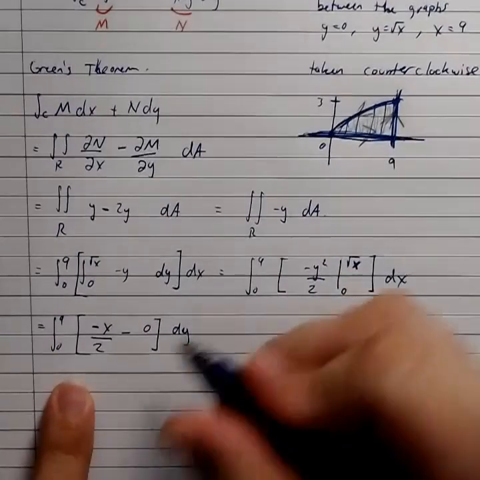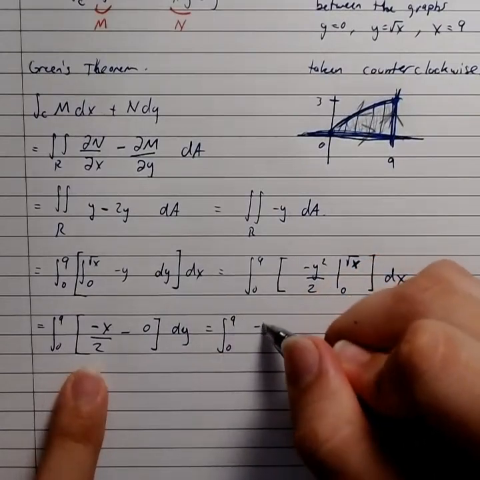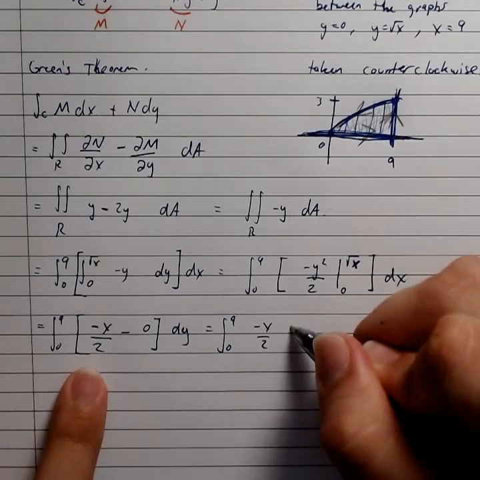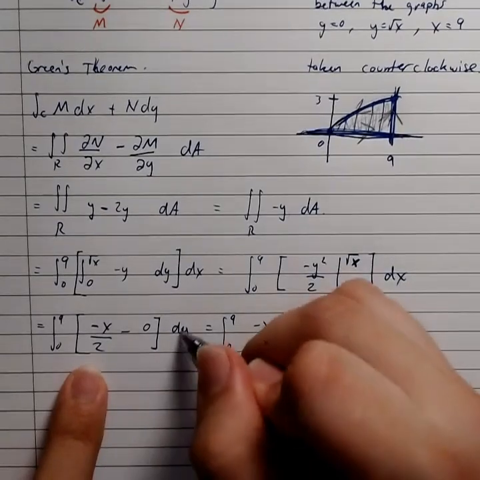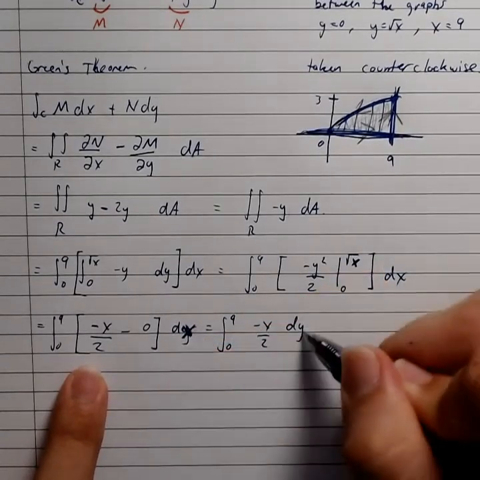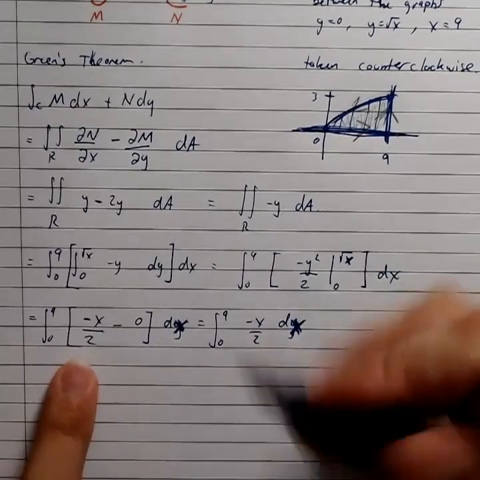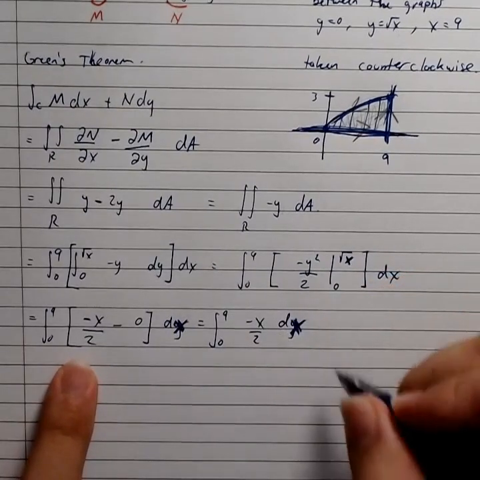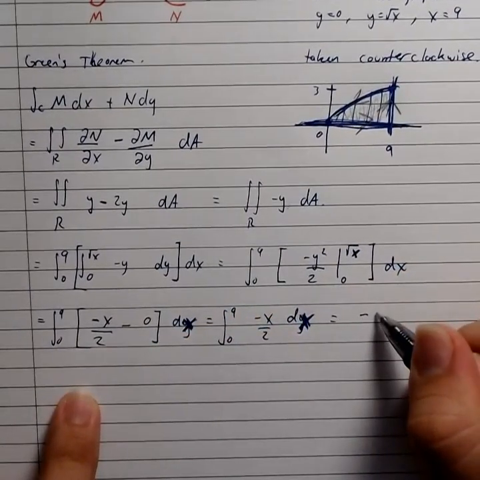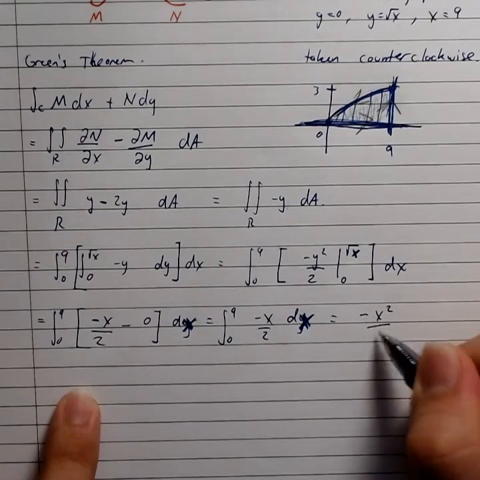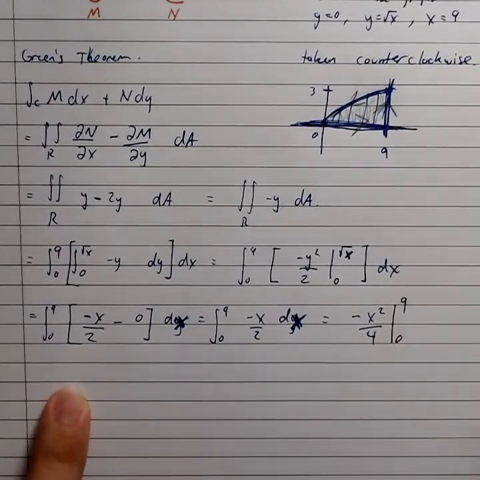Okay, so here that's just going to give me the integral from 0 to 9 of negative x over 2 dy. Oh, no, it doesn't. With respect to x, I've already done y. So that's dx. And now that's a nice, pretty integral. With respect to x, the integral there is going to be negative x squared over 4. And that's evaluated from 0 up to 9.